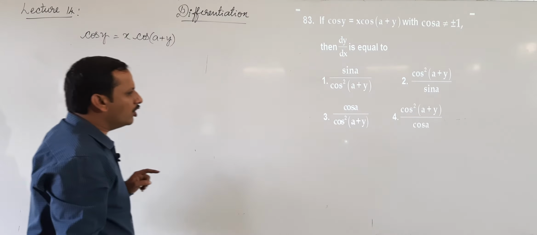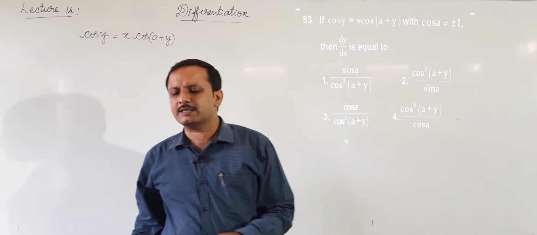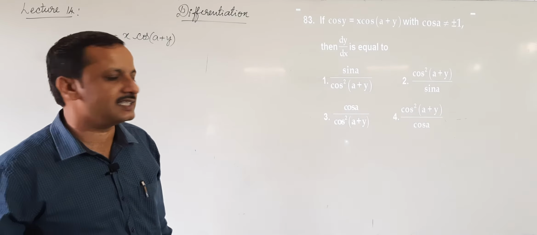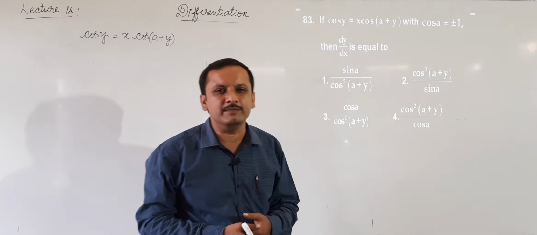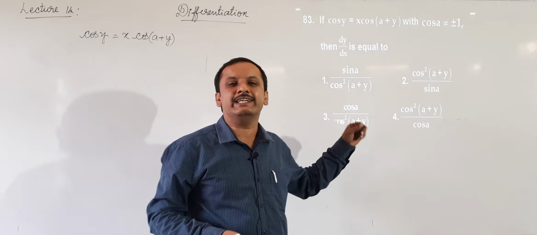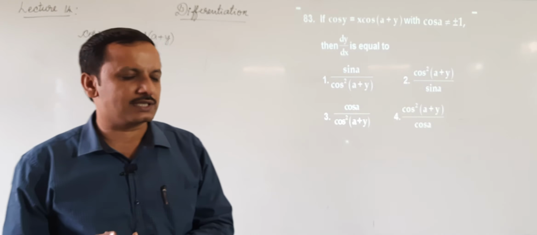You just look at the options. None of the options contain x. All the options are in terms of y only. Now you might say, sir, it is in terms of a also. Yes, it is true, but a is a constant. I am talking about variables. Every option is in terms of y only, so they are not in terms of x.